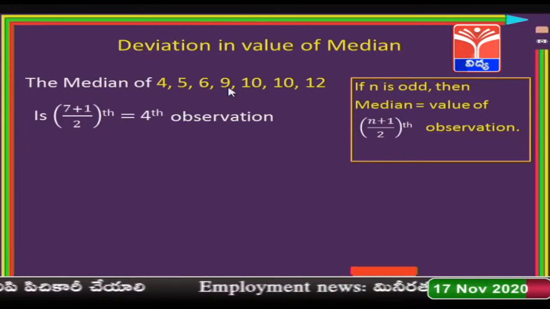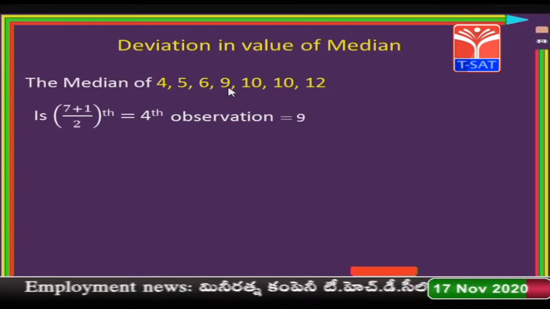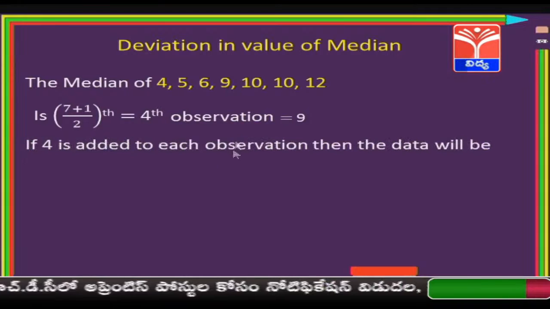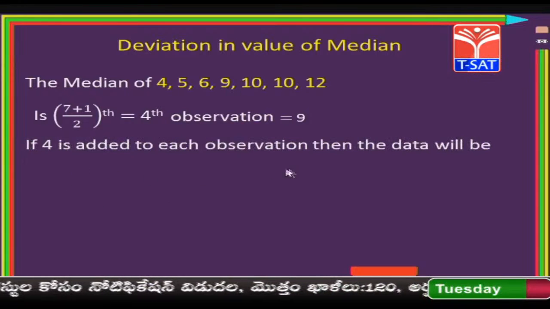The 4th observation is 9. So you can say the median is 9. Now the question is, you are going to add the same value to all the observations. So you are going to add 4 here. So 4 is added to each observation.